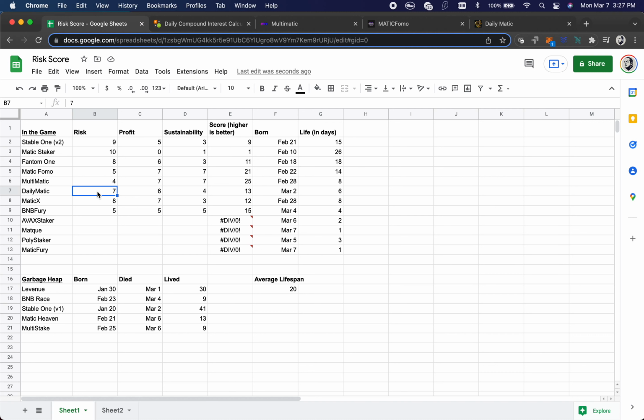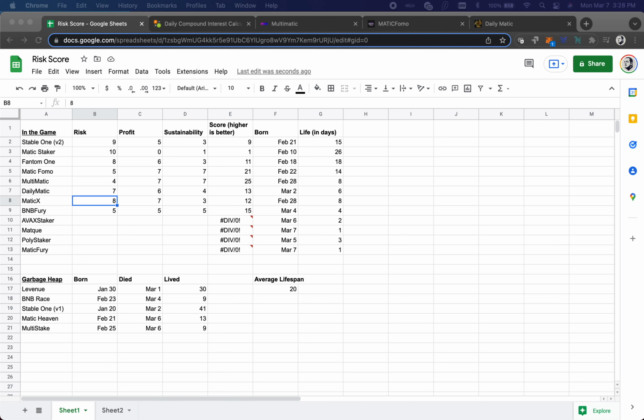I don't know if I'd really move much around because 216 after 6 days is not tons, so I think the risk is still relatively high. They are a little higher than the regular Stable One, but they're not crazy high. Sustainability, I think I'd keep it down as well. Matic X, some people love this thing.